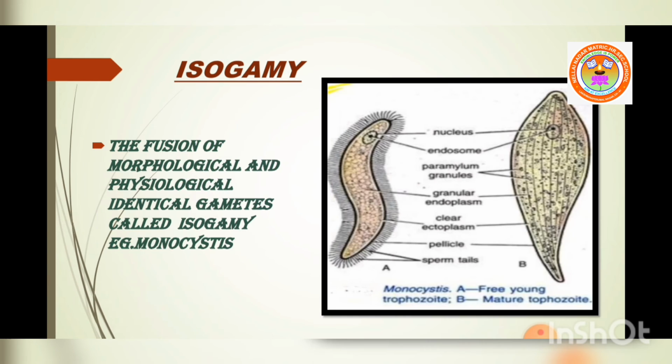So next type, isogamy. The fusion of morphologically and physiologically identical gametes is called isogamy. So externally and functionally identical gametic fusion is called isogamy. So the fusion of morphologically and physiologically identical gametes. These gametes are called isogametes, and this process is known as isogamy. Very good example for isogamy, Monocystis.